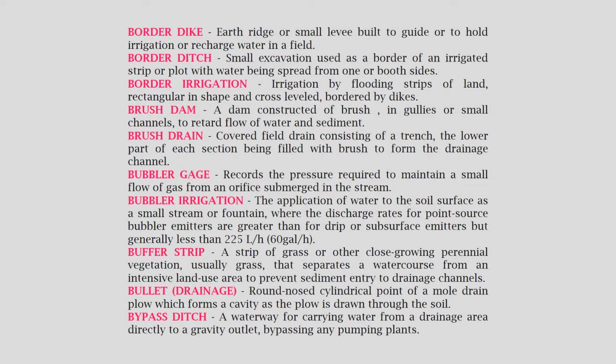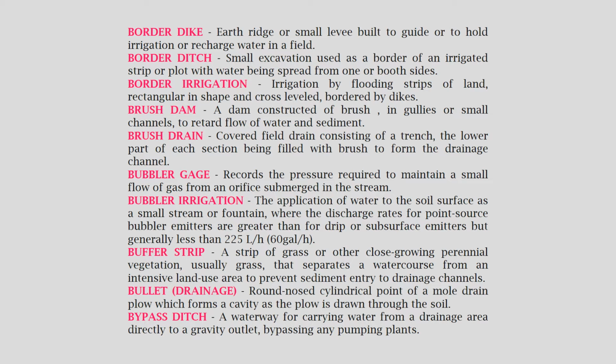Border irrigation, irrigation by flooding strips of land, rectangular in shape and cross-leveled, bordered by dikes. Brush dam, a dam constructed of brush in gullies or small channels to retard flow of water and sediment. Brush drain, covered field drain consisting of a trench, the lower part of each section being filled with brush to form the drainage channel. Bubbler gauge, records the pressure required to maintain a small flow of gas from an orifice submerged in the stream.